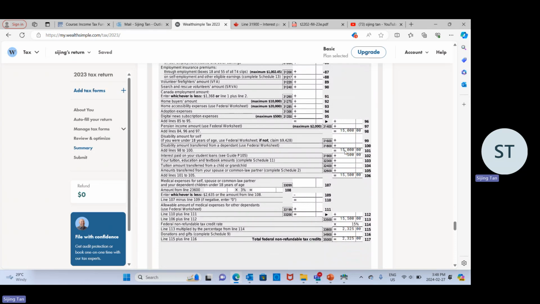Now, as we said before, every person gets a basic personal amount, right? It's $15,000 for 2023. So the $15,000 plus the $500 student loan interest, times 15%, gives my federal non-refundable tax credit on line 2325. This is the total amount that can reduce my income tax owing. Okay, so that is how it works, right? That's how you handle a student loan, how you find out if you're eligible, and how you put it into your tax return.